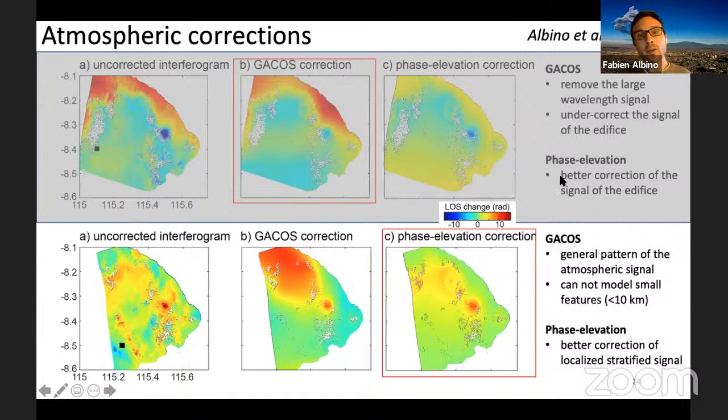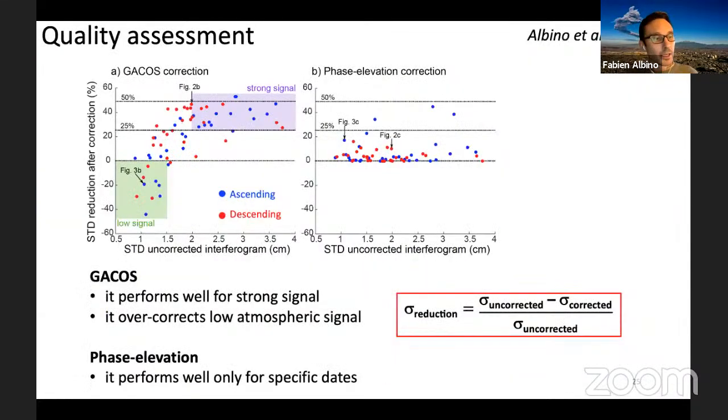So what we did, and what we show in this paper published recently in 2020, is that you have to use a hybrid method that takes advantage of both GACOS weather model-based correction and phase elevation correction, to remove most of the atmospheric signal you get in the data, especially for these tropical volcanoes. So what we were doing is a quality assessment through the whole data set.